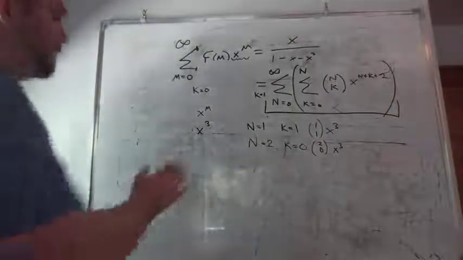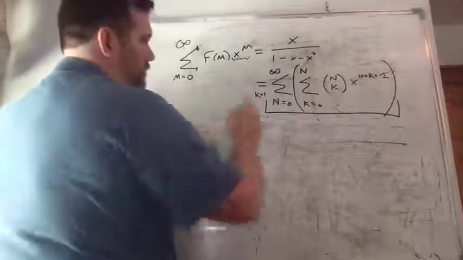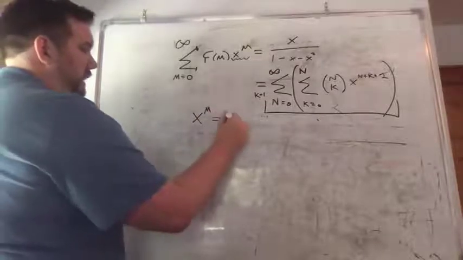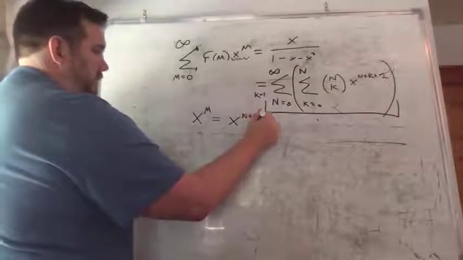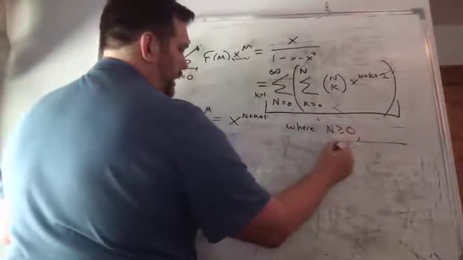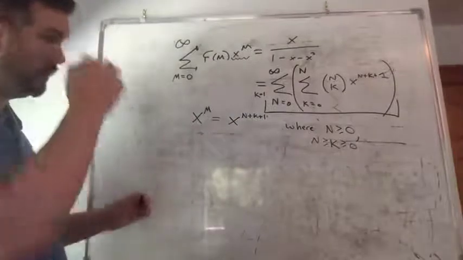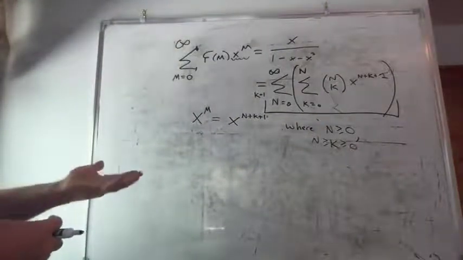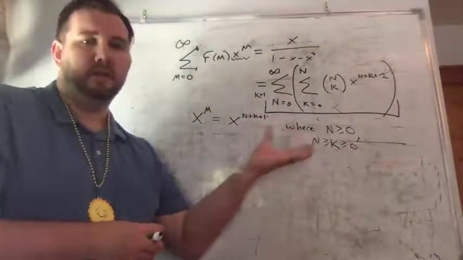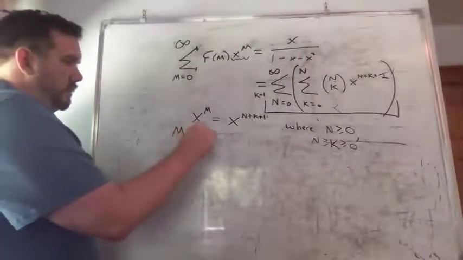So what we're going to do is assume that we're lining up these variables. So x to the m equals x to the n plus k plus 1, where n is greater than or equal to 0, and k can be between 0 and n. So I don't know what n is. n could be anything, but I know that k has to be constrained between 0 and n. So let's look at the different possibilities. So I know that m is equal to n plus k plus 1.